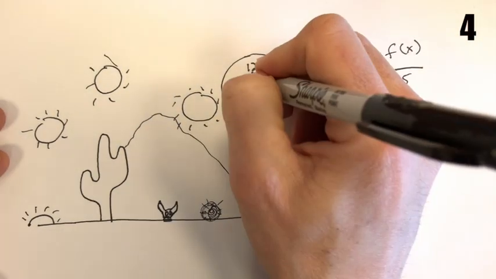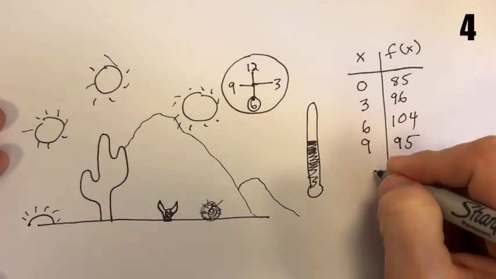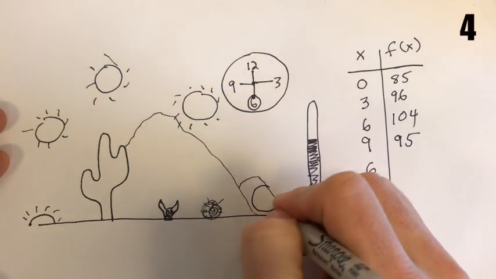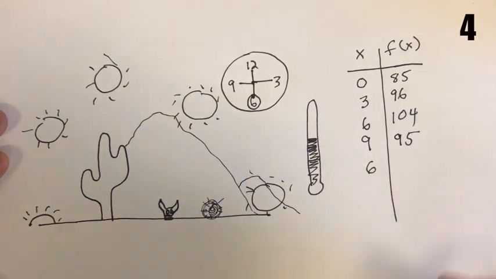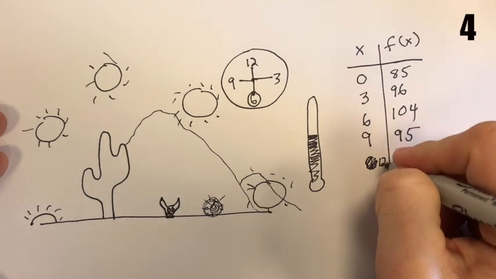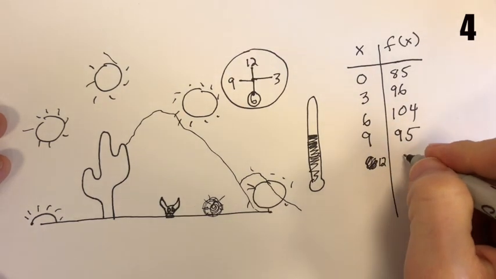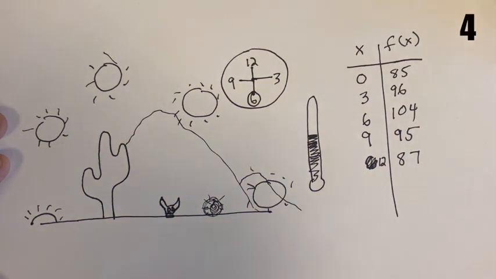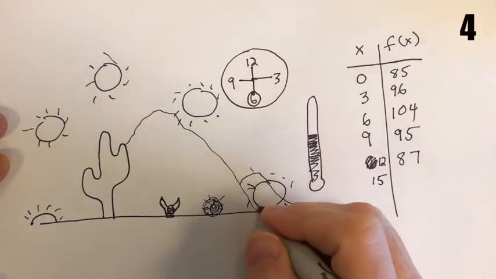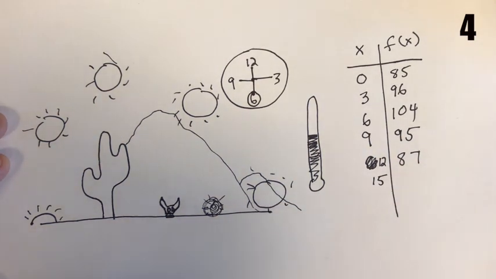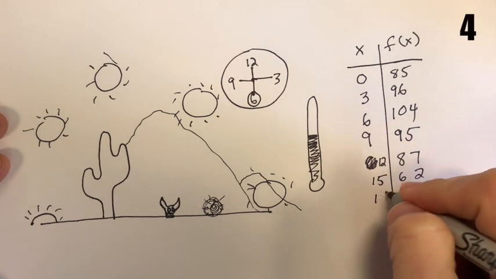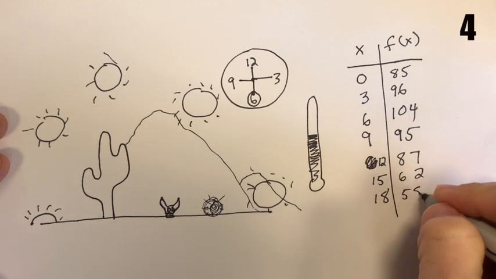3 more hours later, now it's 6 p.m. The sun is starting to set. This is 12 hours in, at 6 p.m. We're at 87. And then at 15 hours, the sun is now down, the moon is coming up, it's starting to cool off. 62 degrees, it's cooled off quite a bit. 18 hours later, we're at 58.